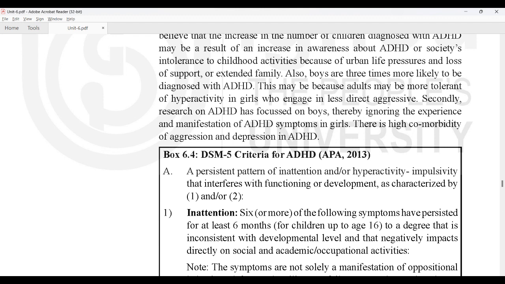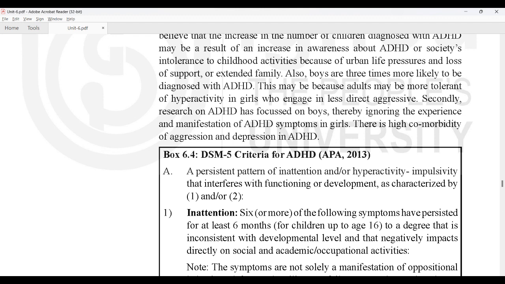Box 6.4, DSM-5 Criteria for ADHD (APA, 2013). A persistent pattern of inattention and/or hyperactivity-impulsivity that interferes with functioning or development, as characterized by 1 and/or 2. Inattention: 6 or more of the following symptoms have persisted for at least 6 months, for children up to age 16.